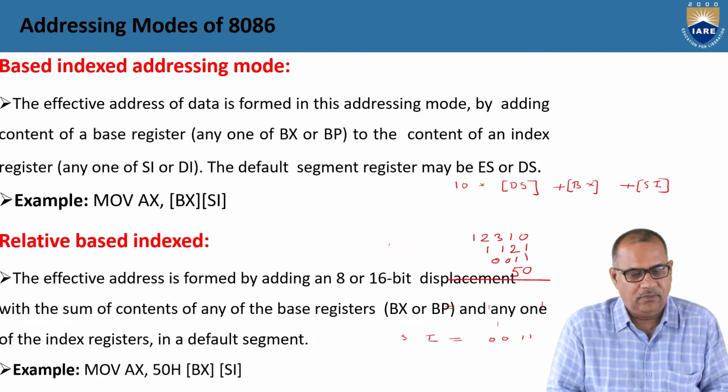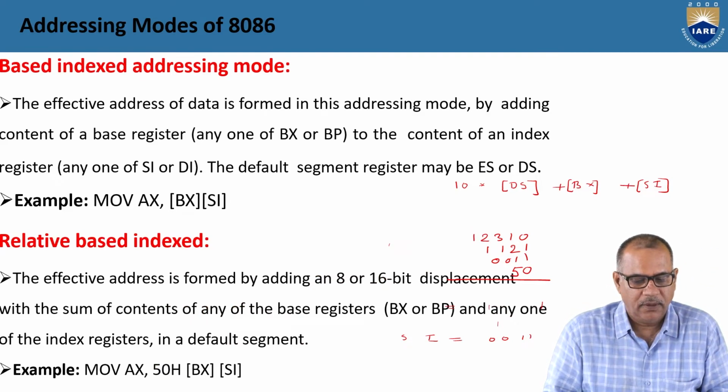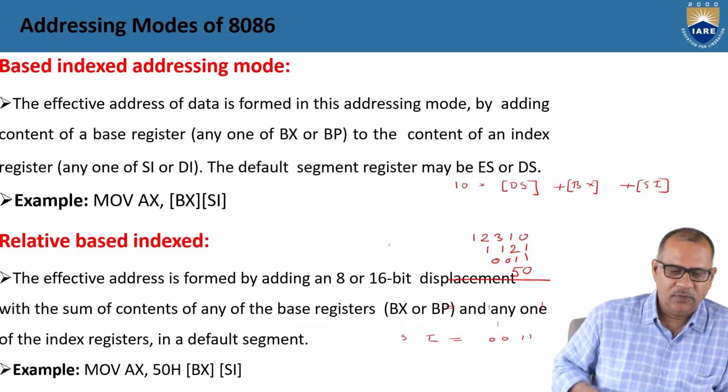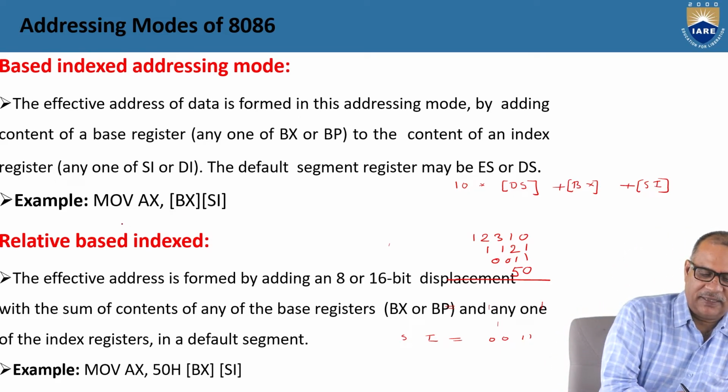Next we have based indexed addressing mode. In based indexed addressing mode, the effective address of the data is formed by adding the contents of a base register to the contents of an index register, and the default segment register may be extra segment or data segment register. For example, MOV AX, [BX][SI].